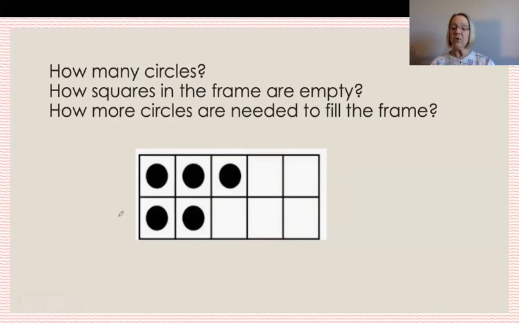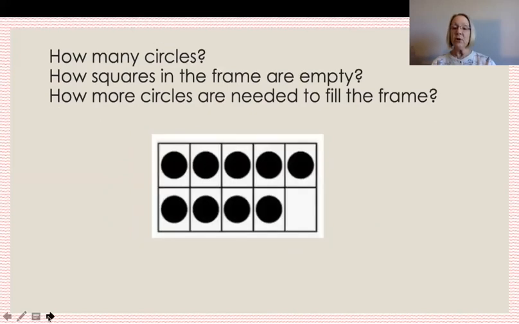All right, so let's do this activity. So how many circles do you see? 5. How many squares in the frame are empty? 5. How many circles are needed to fill the frame? 5. So 5 plus 5 is 10. All right, you ready to begin?